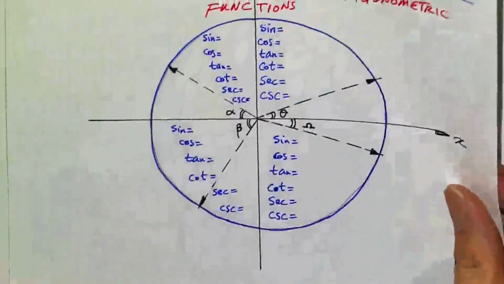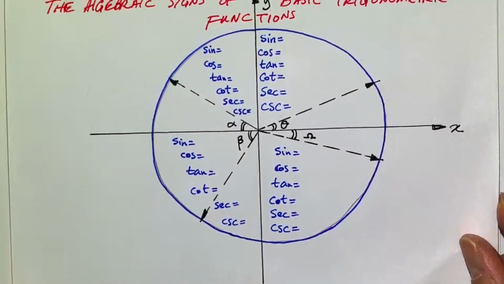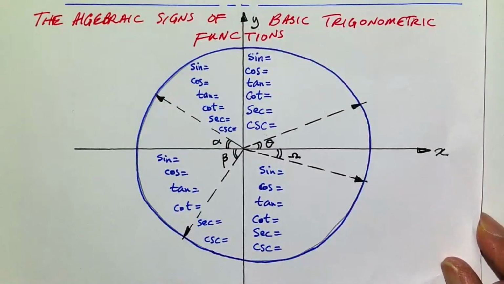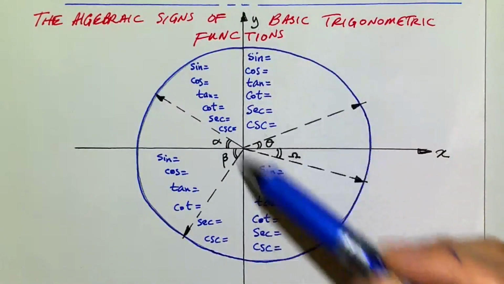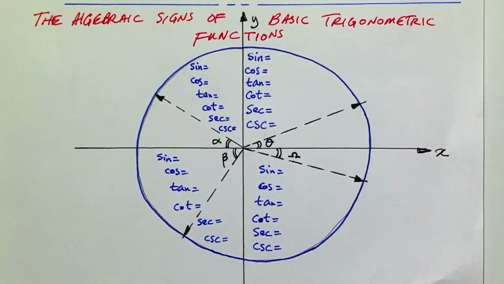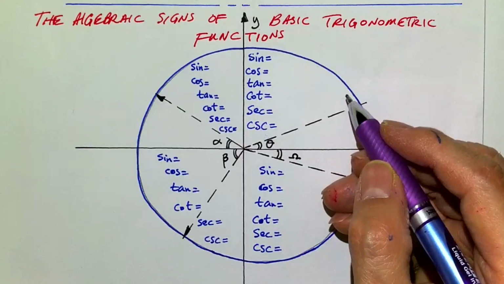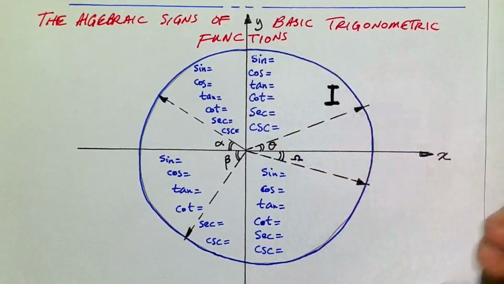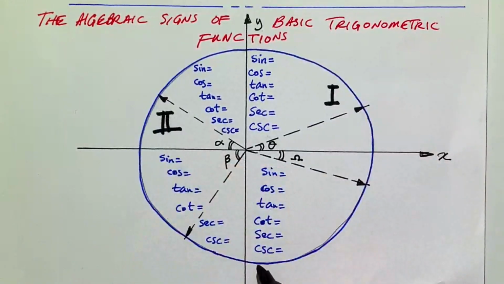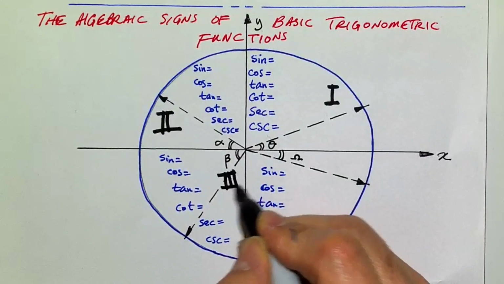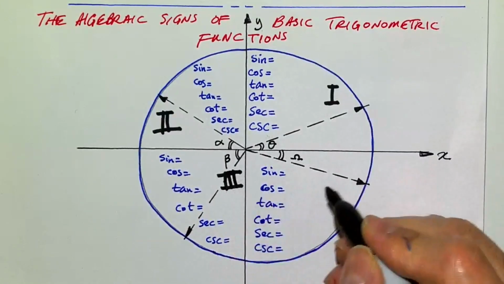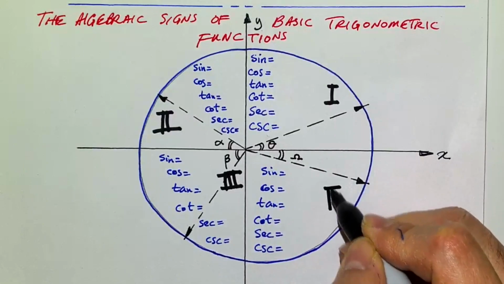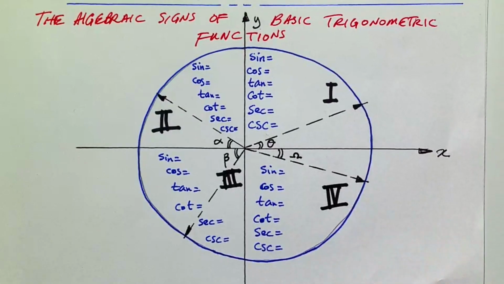Okay. Then the other thing that you should remember and have in your memory at all times is the sign of the trigonometric functions in each quadrant. Right? So this is quadrant 1. Let me use my thicker marker here. This quadrant is quadrant 1. In here, this is quadrant 2. This is quadrant 3. And this, of course, is quadrant 4. Right? So make sure that you know the algebraic sign for these trigonometric functions.